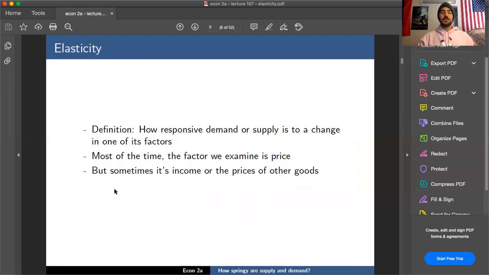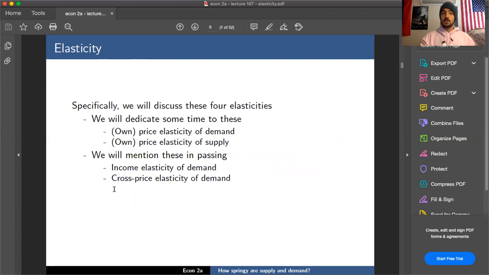But the definition: how responsive demand or supply is to a change in one of its factors. But for the sake of explaining it to you guys in this video and in the next video, we're going to look at price. Don't pay attention to the other factors. We're only going to be talking about price. So how responsive demand or supply is to a change in price. But it is going to be changed by some other things, like income or the prices of other goods, and those are different kinds of elasticities.